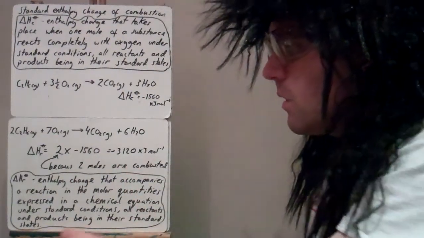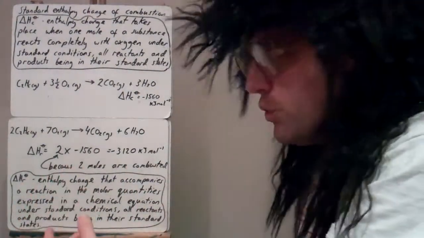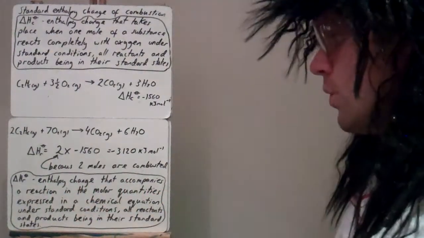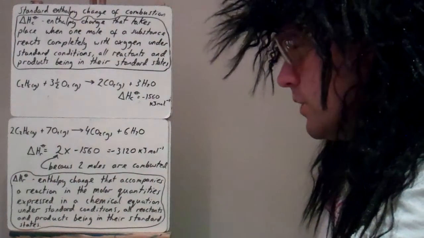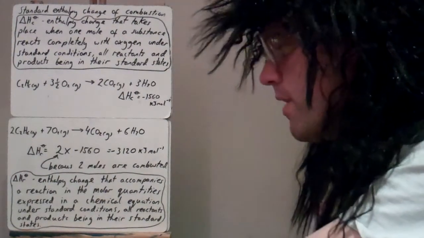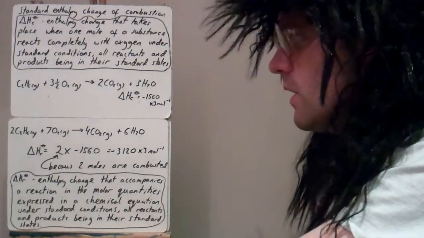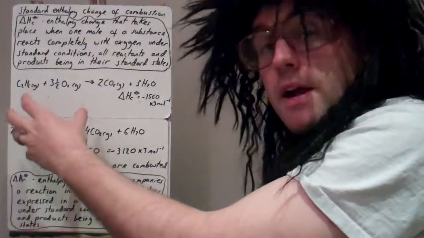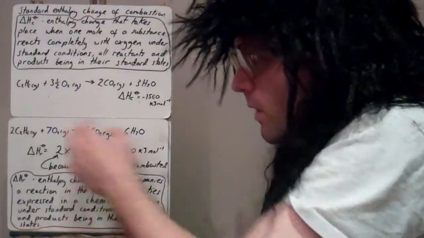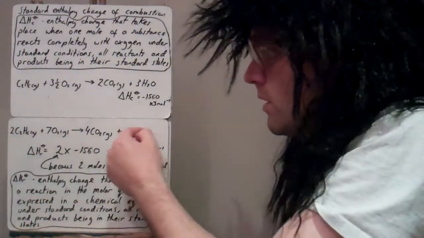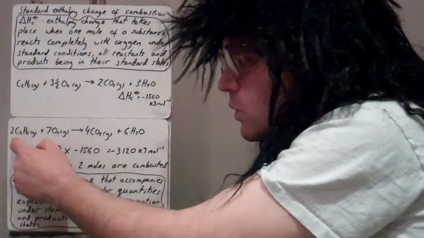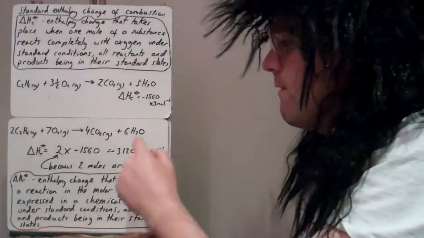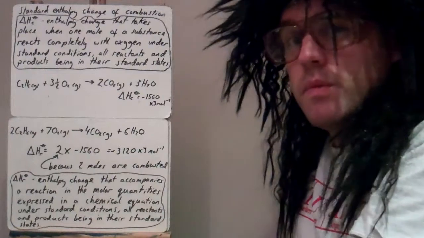Okay, so what is the enthalpy of a reaction? Again, another definition you need to know. The enthalpy change that accompanies a reaction in the molar quantities expressed in a chemical equation under standard conditions, all reactants and products being in their standard states. So what it basically means is it's the energy change for that particular reaction, the way you've balanced it there. Okay, for this reaction, in these quantities, 2 moles of that reacting with 7 moles of that will give you this amount of energy. Okay?